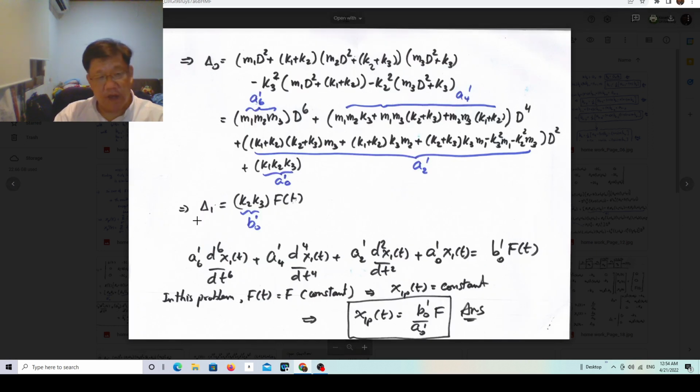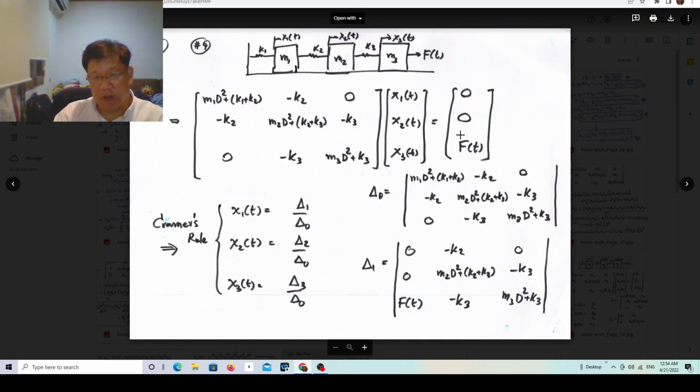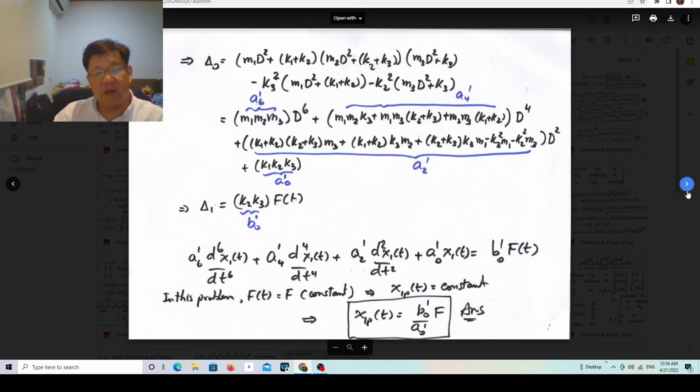And this is the easy way to find delta 1. Delta 1 is found when you substitute the right hand side vector function into the first column of the left hand side matrix and find the determinant here. I skipped a lot of steps, but this is the determinant according to Cramer's rule. And with the simplification of a pi sub 6, a pi sub 4, a pi sub 2, and a pi sub 0 with b pi sub 0, you end up having what we call the higher order ordinary differential equation. In this case, the order extends to 6.